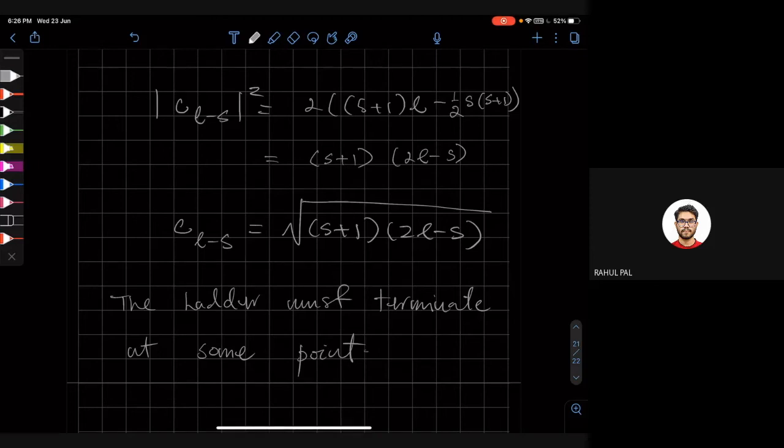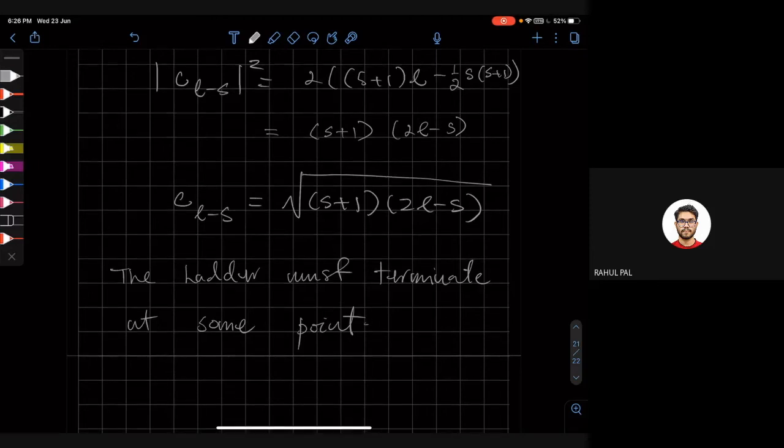So that means that at some point this thing will be 0. Because that's the only way the ladder can terminate, because S is a positive integer. It just counts the number of times that I've used J minus. So this guy cannot be 0. So this has to be 0.